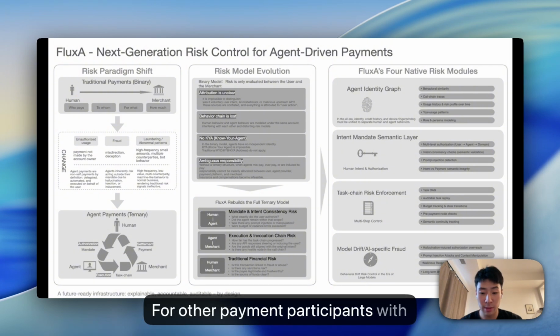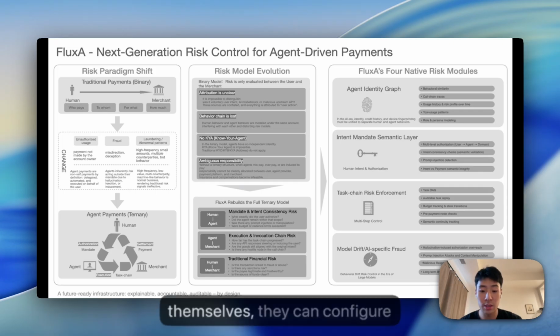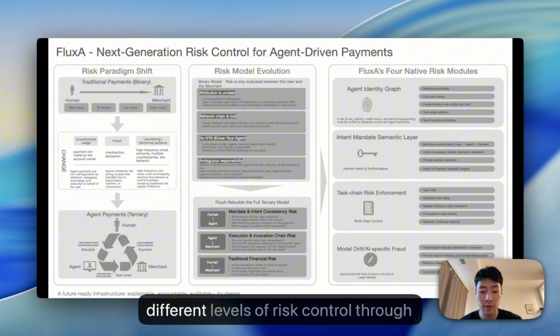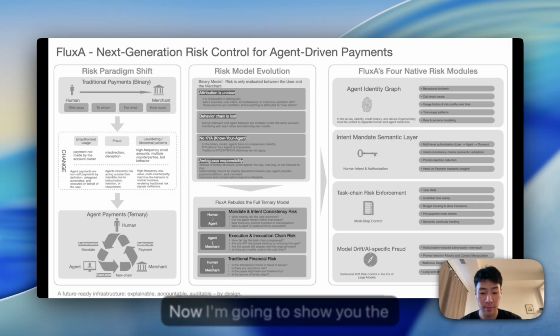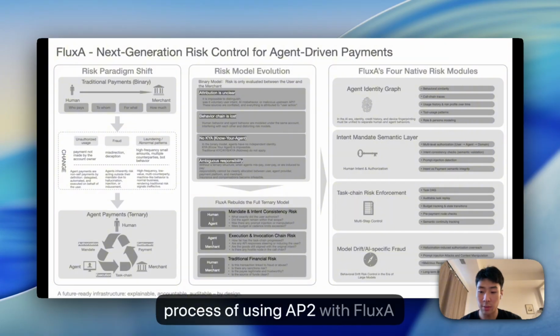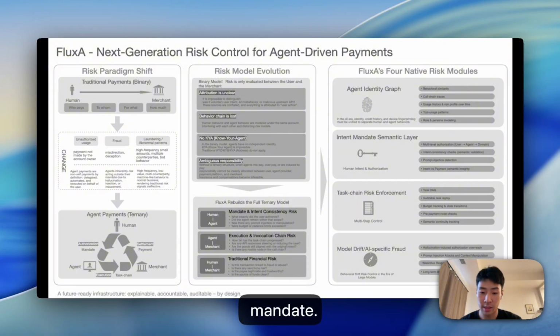For other payment participants with stricter risk requirements, like merchant agents or merchants themselves, they can configure different levels of risk control through mandate verification policies. Our FluxA Mandate is powered by holistic infrastructure. Now I'm going to show you the process of using AP2 with FluxA Mandate.